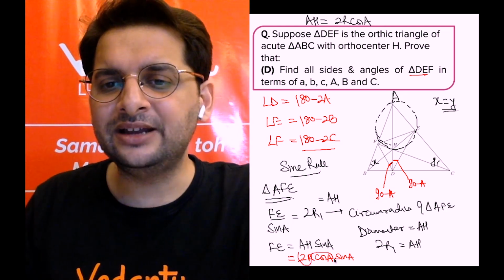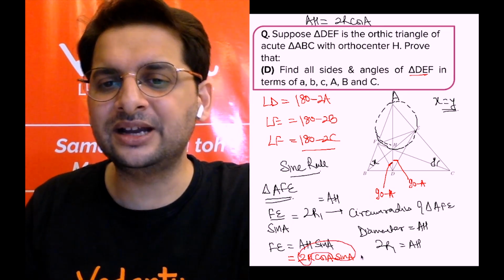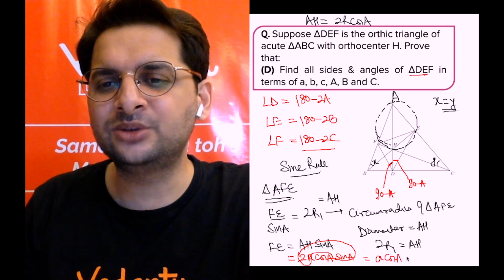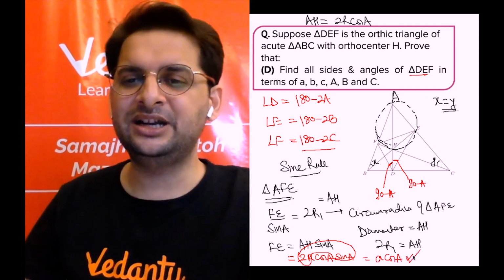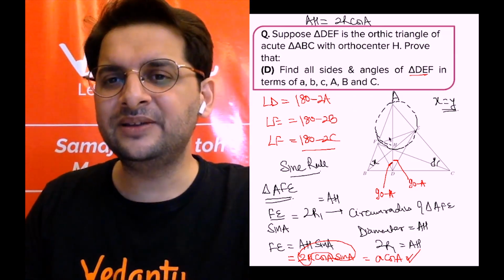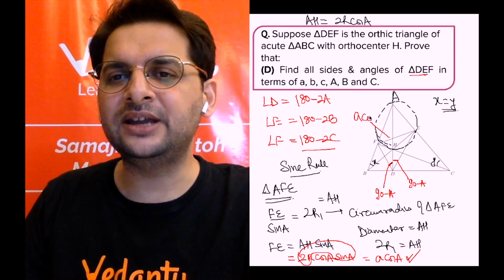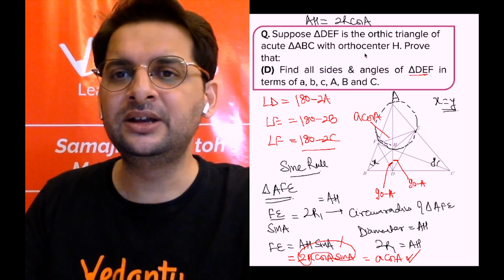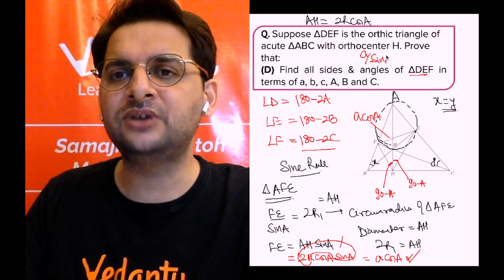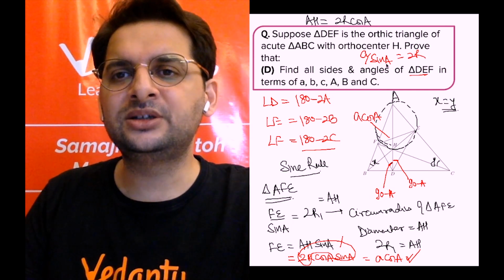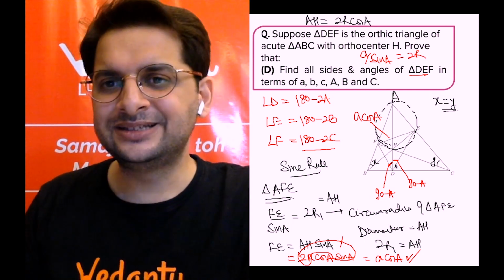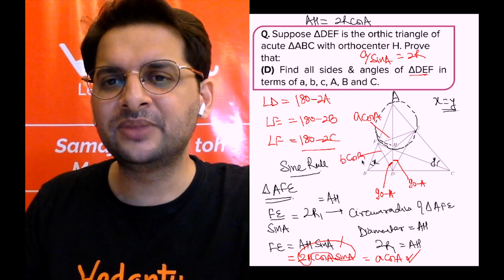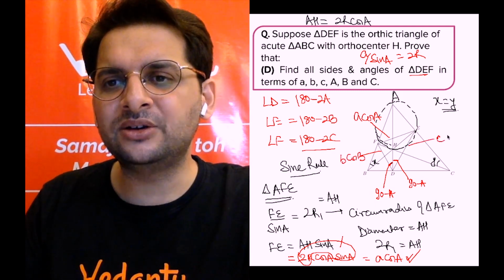And 2R sine A from sine rule is again small a. So this would be A cos A. So simple an expression. So FE would be A cos A. Again, we use sine rule. If you remember the sine rule, A upon sine A is 2R. So 2R sine A would be small a. Similarly, FD would be B cos B, and ED would be C cos C.